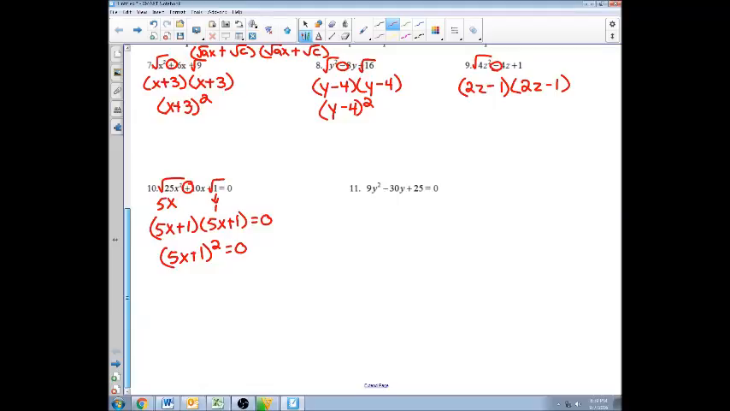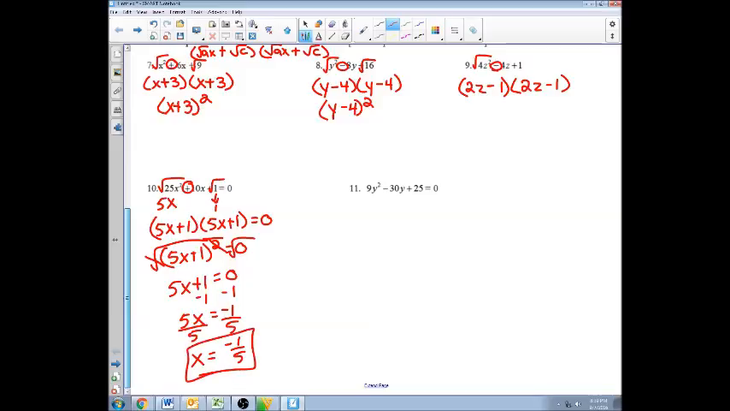Now I want to start solving for my x value. So I would take the square root of 5x plus 1 squared and the square root of 0. That would get me 5x plus 1, because anytime I have the square root sign and a squared sign, they just cancel. The square root of 0 is 0. Subtract 1, subtract 1. 5x would equal negative 1. Divide by 5, divide by 5. X would equal negative 1 over 5. Okay?